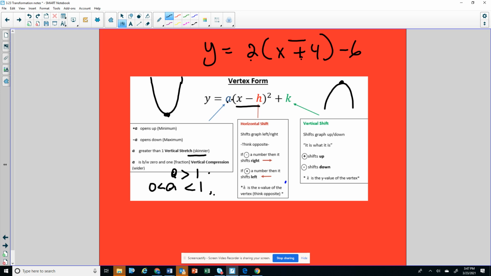And then K is the -6 right here. It tells you if the graph went up or down. -6 means the graph got shifted down, and a +6 means the graph goes up. So you've got to know this equation in and out and all the different features of it.